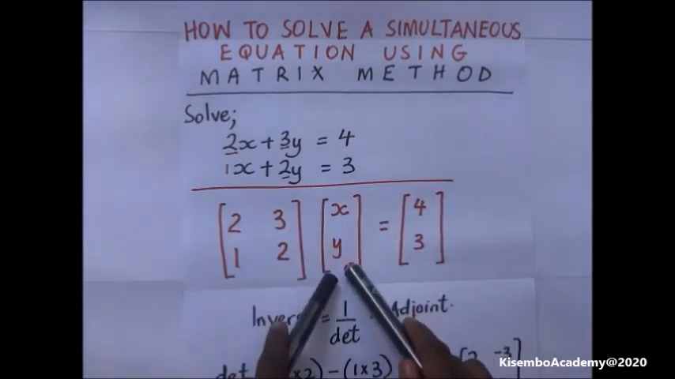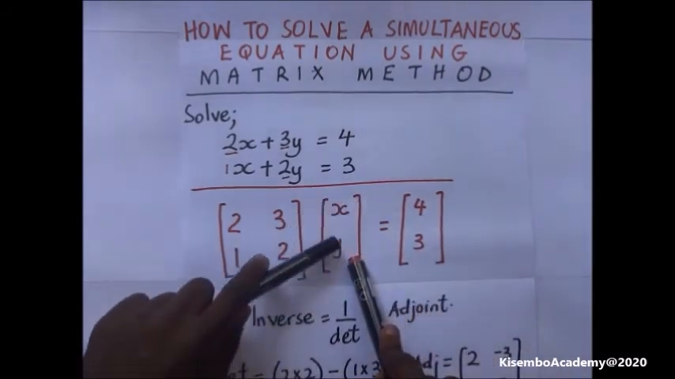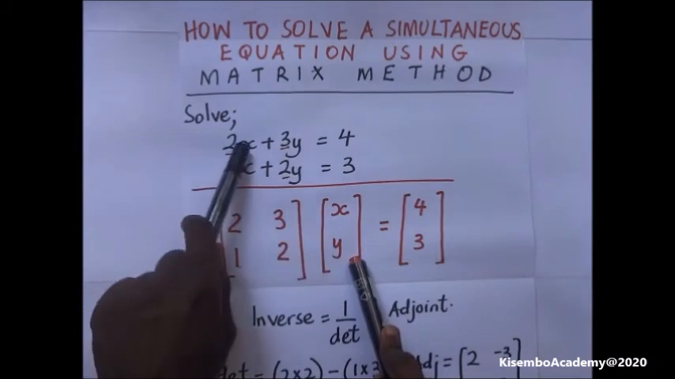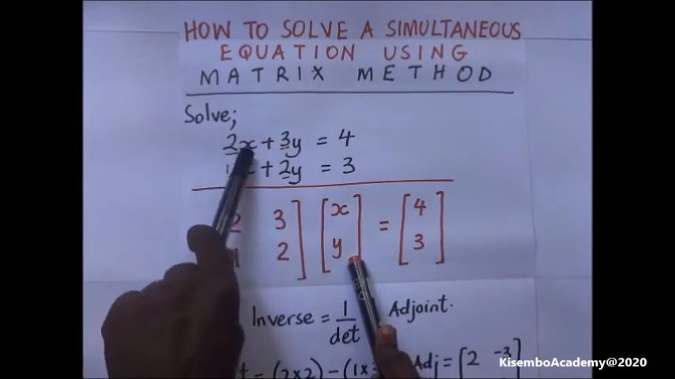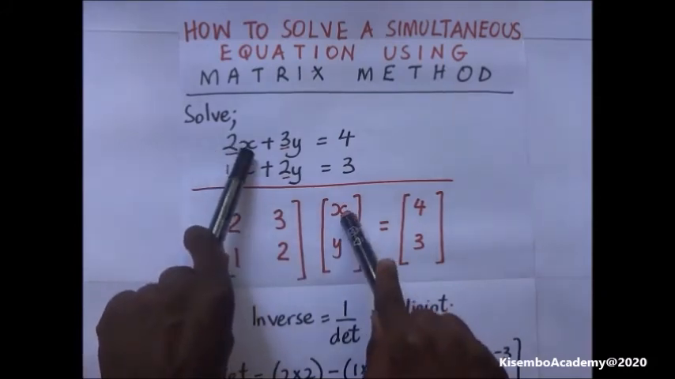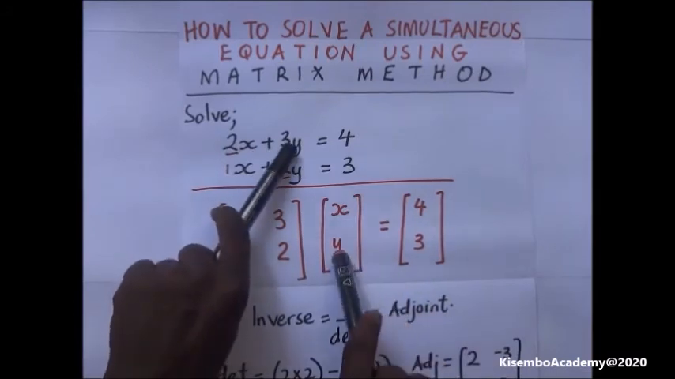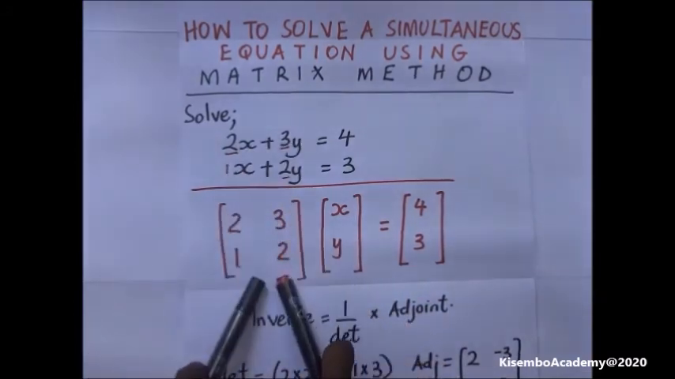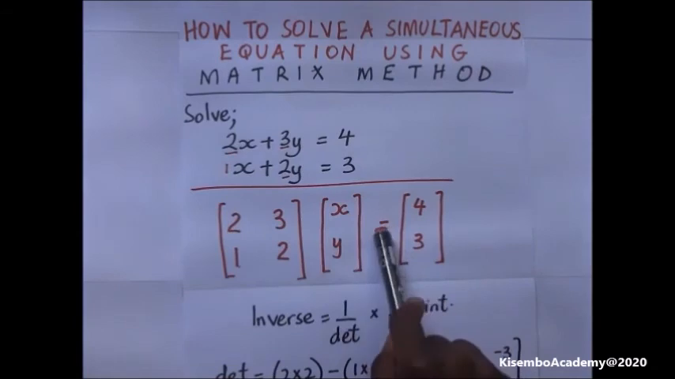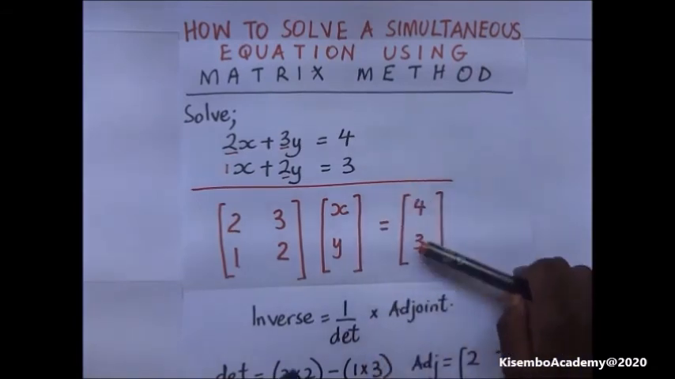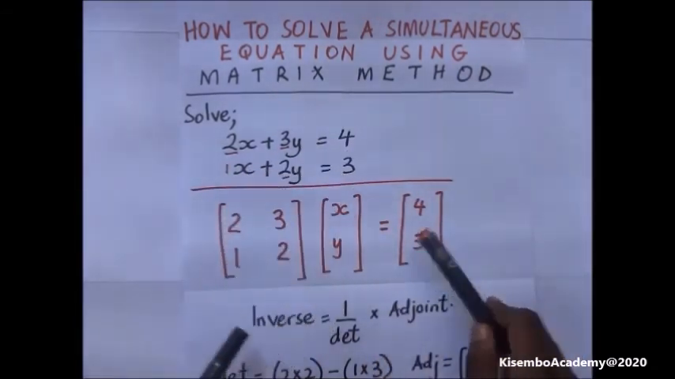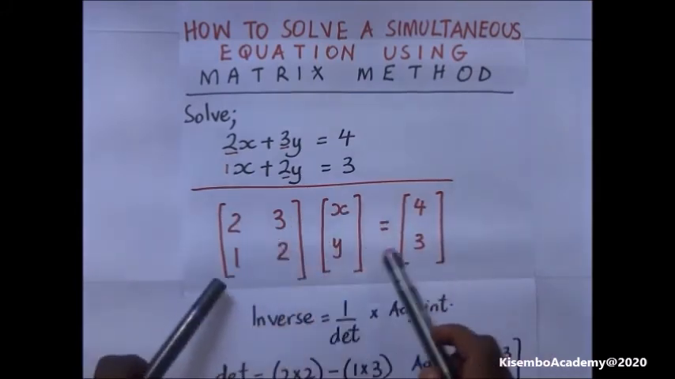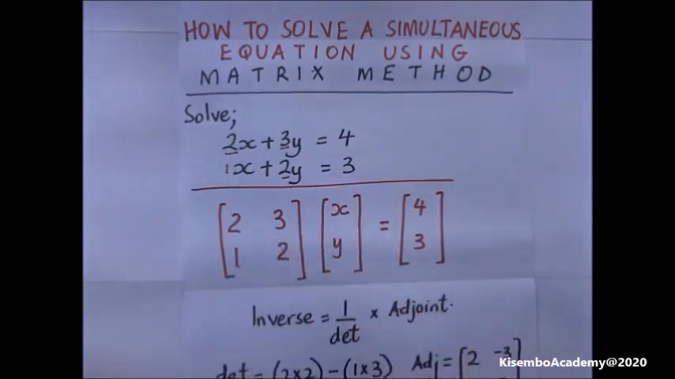The order of this matrix, the way we present them, is dependent on which comes first here. Here it is x that comes first, so it is x coming here first, then y next. So this matrix multiplied by x, y is supposed to give us 4, 3, and that is the 4, 3. So now we are going to deal with this to find the value of x and y.